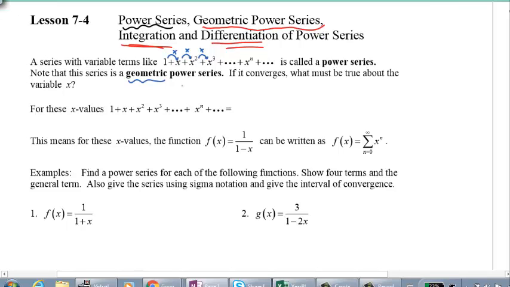So recall, for a geometric series, the ratio, remember the r value, has to be less than 1 in absolute value. And in this example, r just happens to be x. So the absolute value of x has to be less than 1 for it to converge.